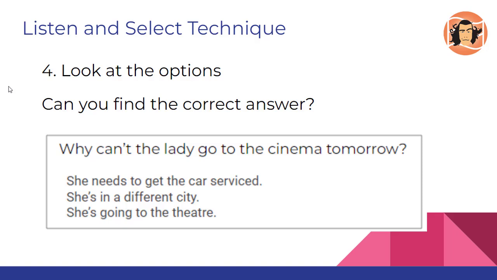So in this example, I covered the options. Why can't the lady go to the cinema tomorrow? And maybe I hear her talking about her car and that it's damaged and it needs a service. And then I look at the options and I see, oh, she needs to get the car serviced. That's probably the right option. And then I can look at the other two if I want to, but I don't think it's necessary. I feel pretty sure that it's about getting the car serviced. So that's the option I will choose.